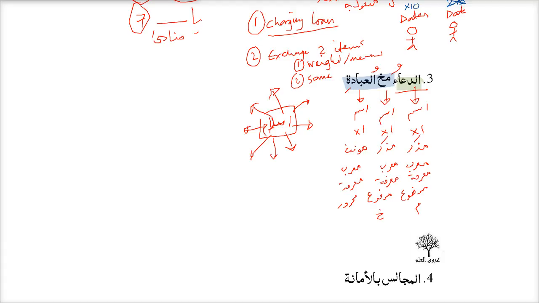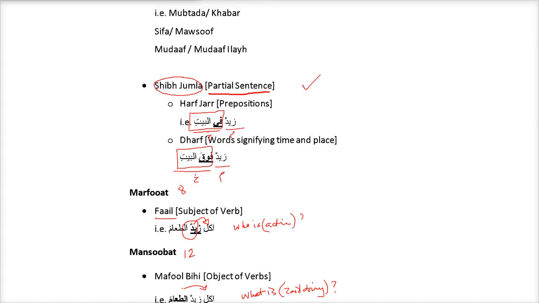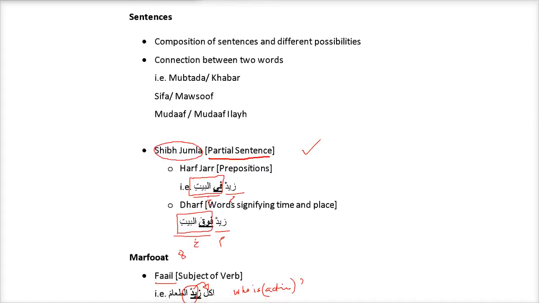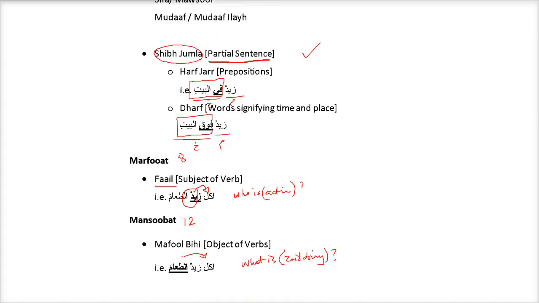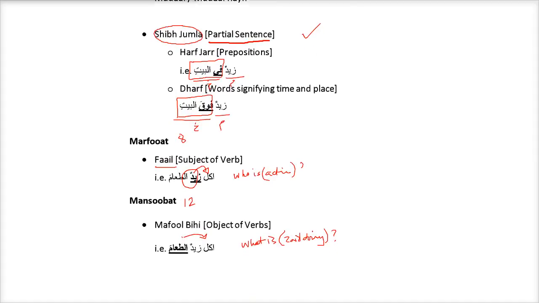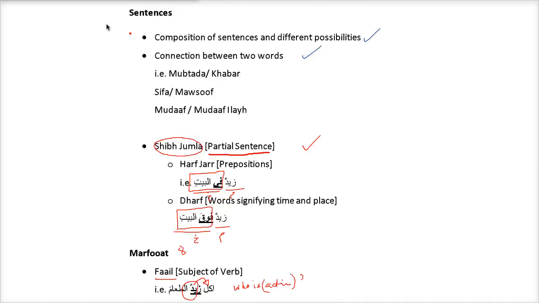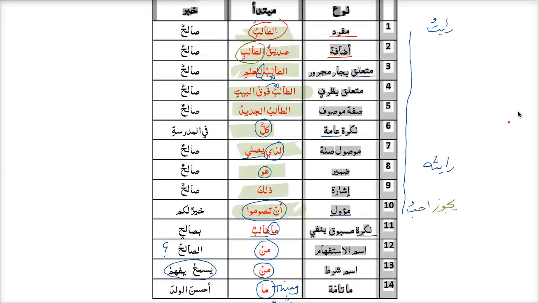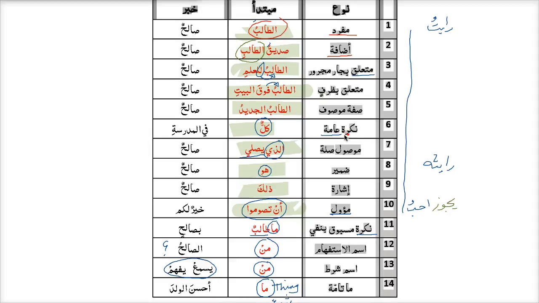Alhamdulillah. So let's summarize what we've done today, and then you can ask your questions. So today we covered these issues: composition of sentences, links between words, shibh jumla, partial sentences, and we talked about marfu'at and mansubat. And in the types of sentences, I made a list of 14 sentences. This is actually something that I've collected myself from different sources. So it's very useful. 14 different types of mubtada forms that you can get.